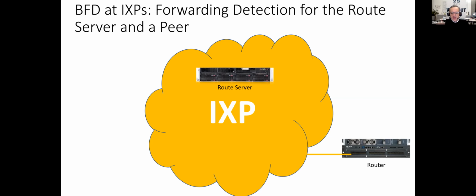Because sometimes a router from a peer has a connection with the route server. It's not only sometimes, it's very common. And if there is a forwarding issue at the IXP, then the route server should be aware very quickly so that it can update all the other peers about that issue. And actually, BFD does a great job here because it also supports that use case. This router just sends BFD packets to the route server and can now check if the forwarding path still works.